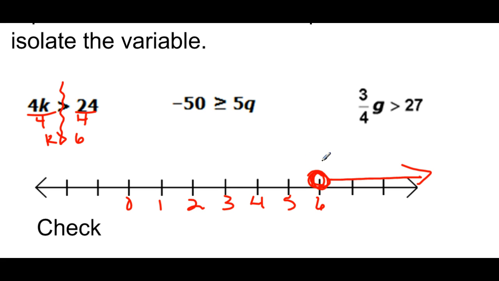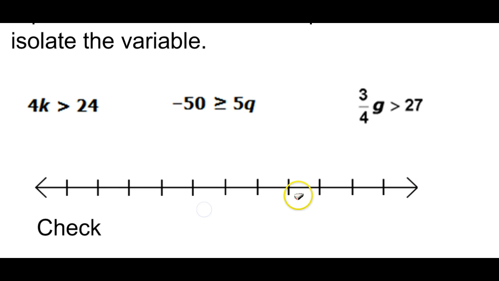Check to make sure that you're right. Do not choose the end point. Pick a value greater than 6. So how about we pick 8 and put it in here. 4 times 8 is 32. 32 is greater than 24. That one works. Okay? That's just how easy this is. Let's go to the next one. You might want to pause the video and try these.